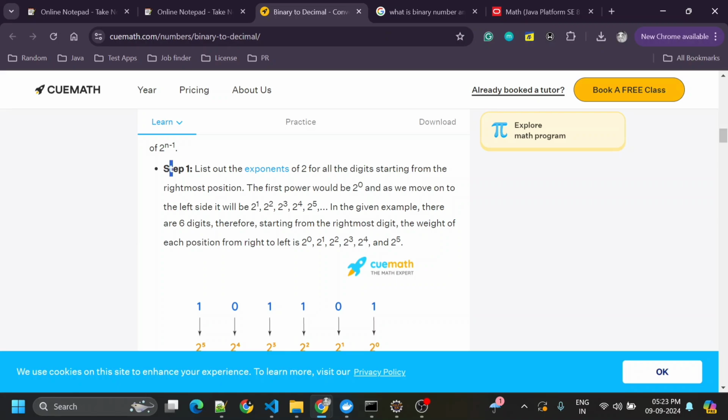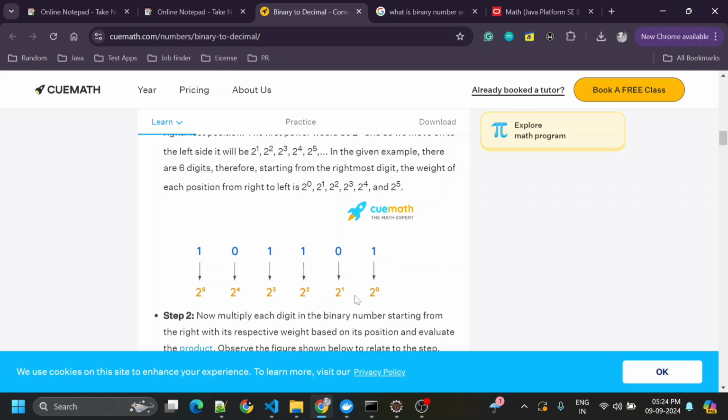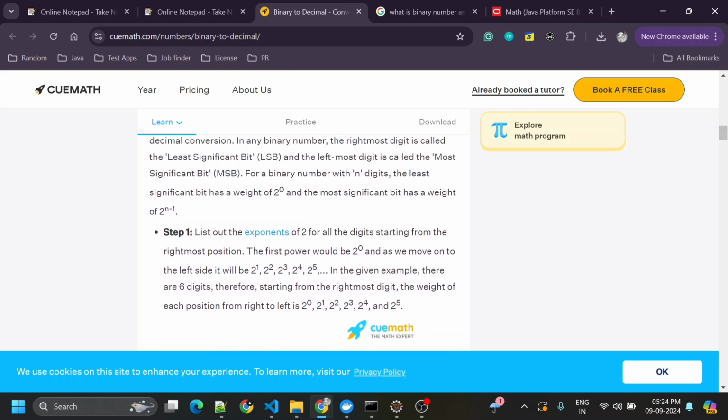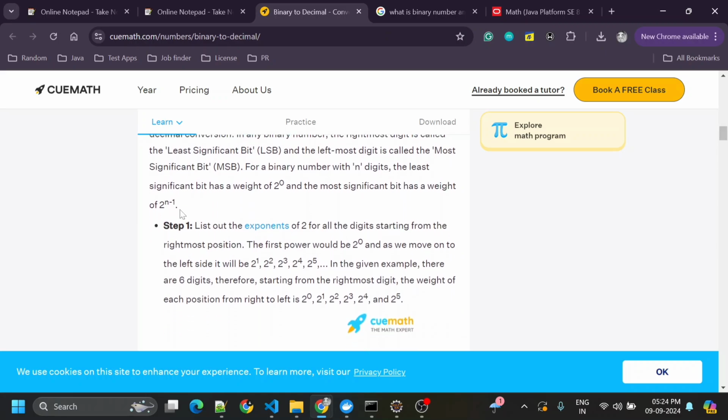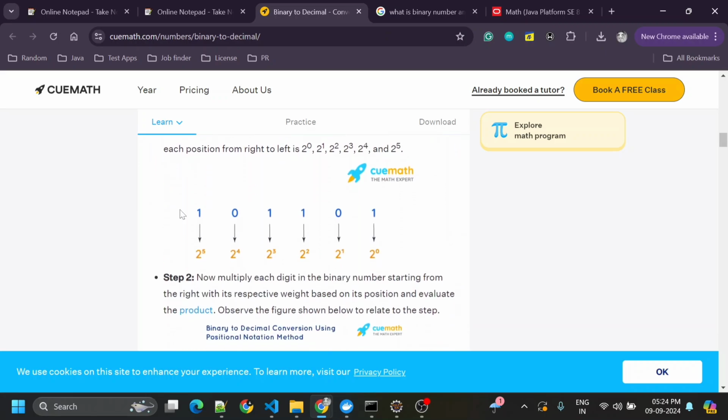Therefore, starting from the rightmost digit, the weight of each position from right to left is this. So they are starting from this, 2 to the 0, and moving on to the left. And how you can get this is 2 to the n minus 1. That is how you can get that. So just read it carefully. You will understand it, guys. This is very easy, nothing much.